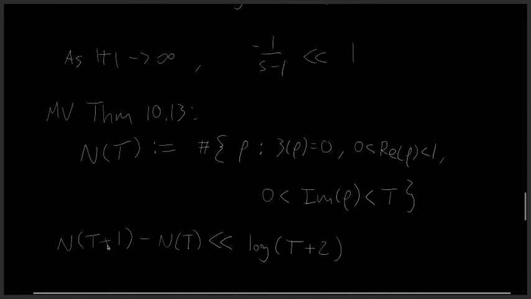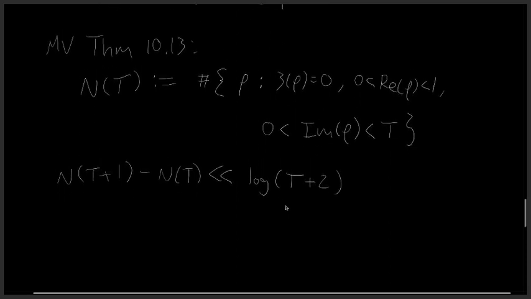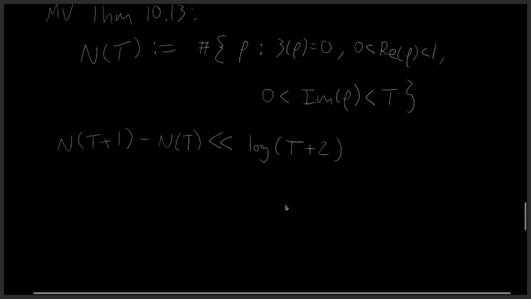Now, there's this caveat that if T or T plus 1 is exactly the imaginary part of a zero, then, here I've just written strict inequality, but really you should count these with weight 1/2 if there's equality. That's not going to matter for us, but that is what the actual theorem says. Okay.